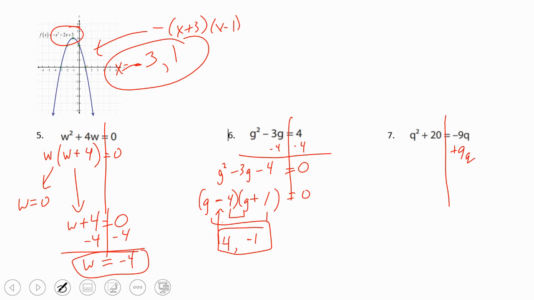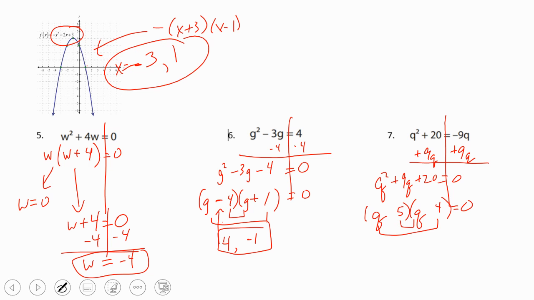I need to bring the 9q over. And now I'm going to factor. So q and q. 5 and 4 multiplies to give me 20. 5q and 4q can give me 9q if they're both positive. So again, I'm just looking at the solution this time. So q equals -5 and q equals -4.